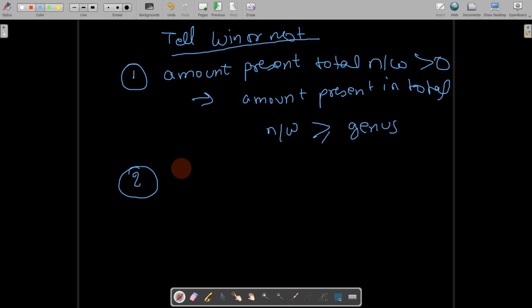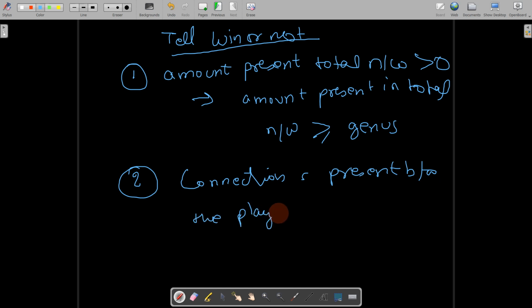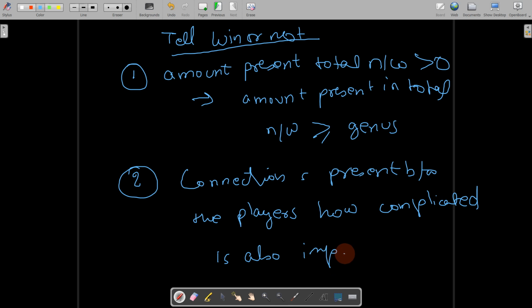And the second point is that numerically having the amount that can make everyone's debt 0 is not sufficient. The connections present between the players, how complicated they are, is also important to tell whether you can win or not.